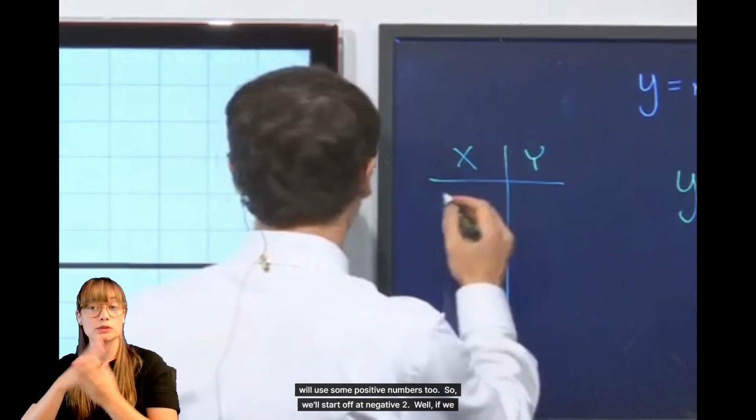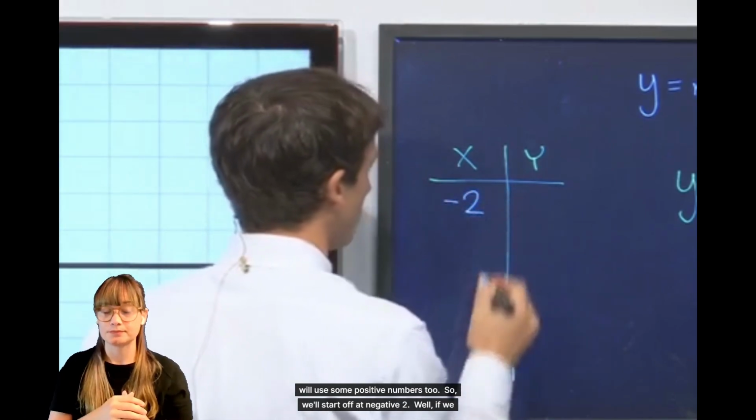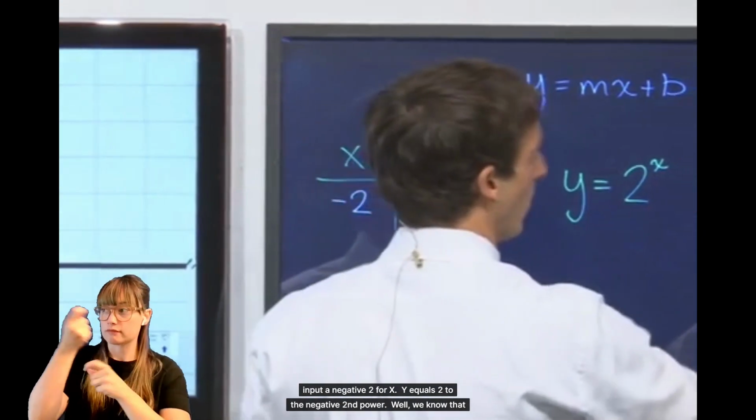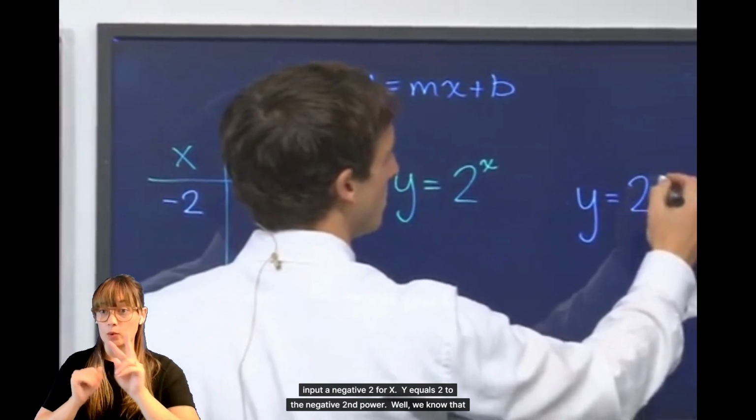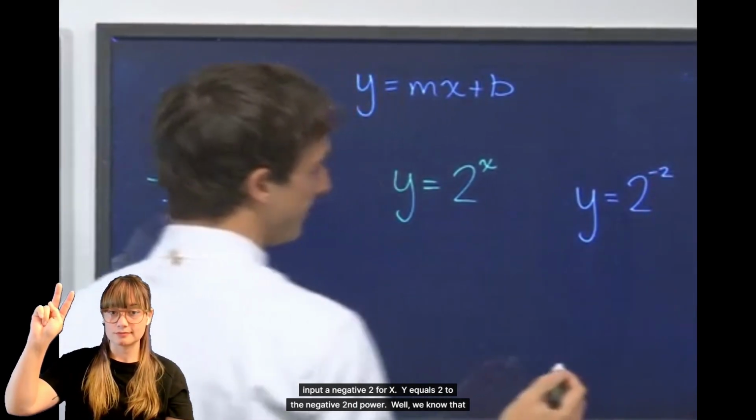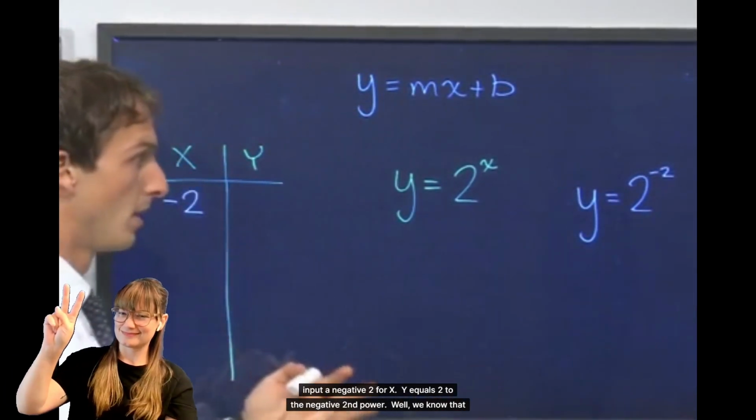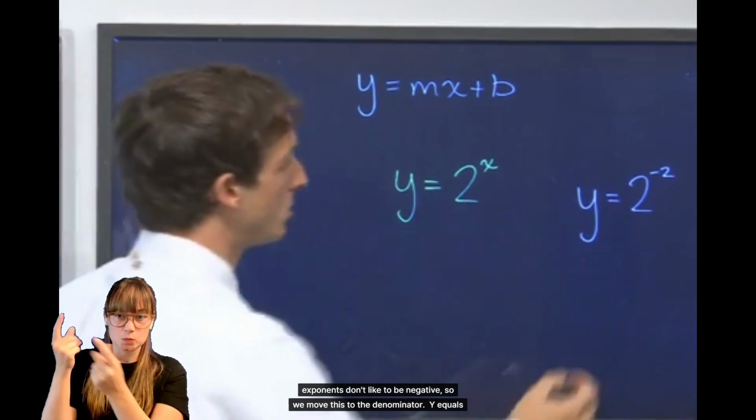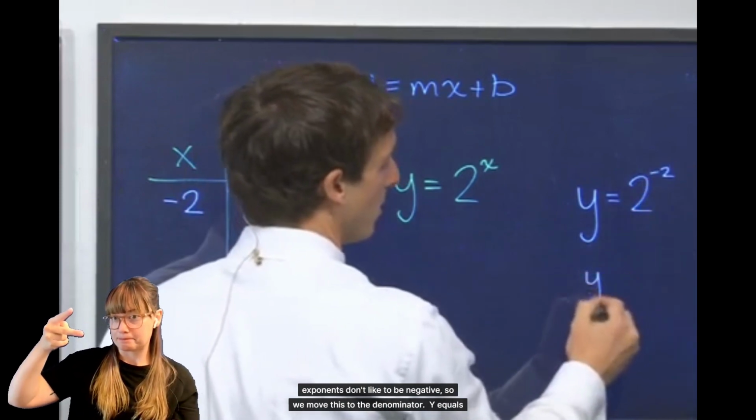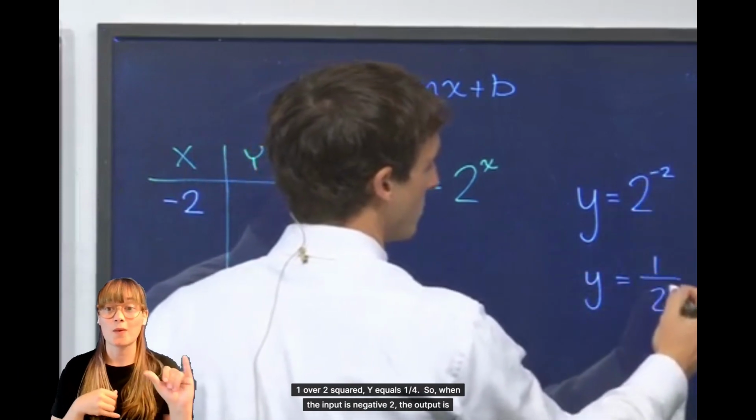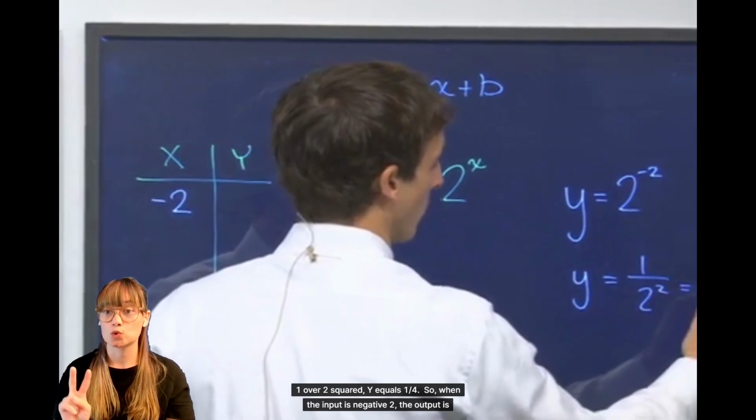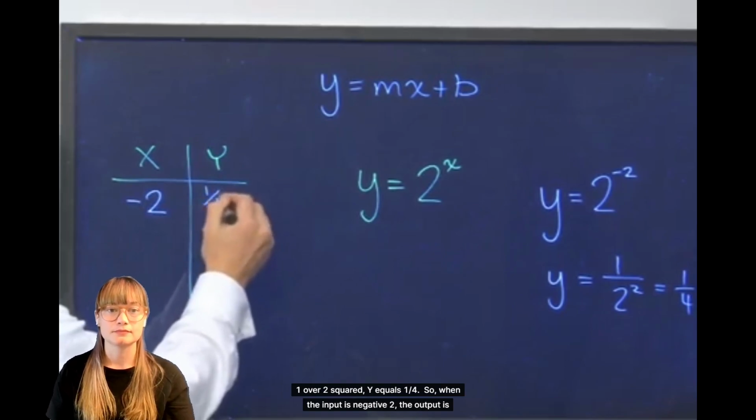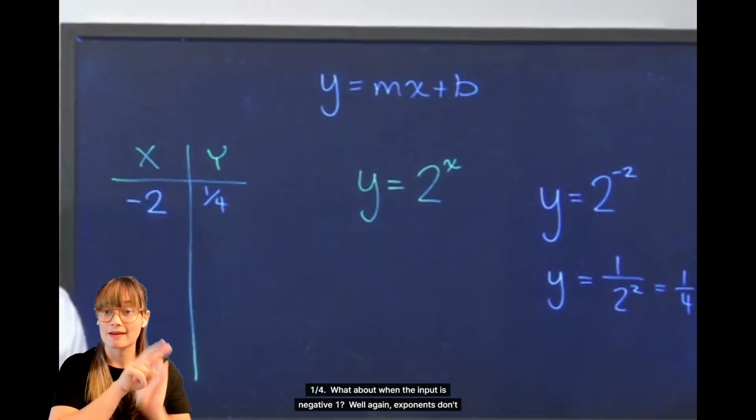So we'll start off at -2. Well, if we input a -2 for x, y equals 2 to the -2nd power. Well, we know that exponents don't like to be negative, so we move this to the denominator. Y equals 1 over 2 squared, y equals 1/4. So when the input is -2, the output is 1/4.